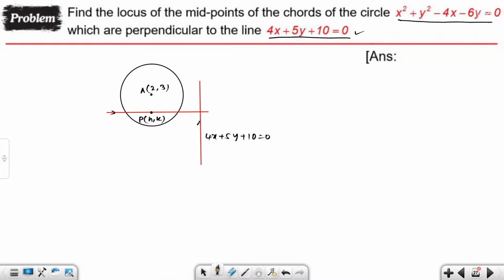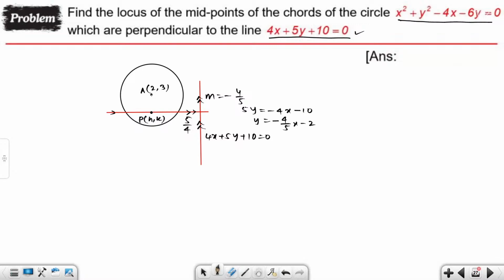Now look at it carefully. What is the slope of this line? y is equal to minus 4 over 5 x minus 2. So the slope of this line is minus 4 over 5. So the slope of all the chords which are perpendicular to this line is 5 over 4. Is it clear or not? 5 over 4 is the slope of all the chords perpendicular to the given line.